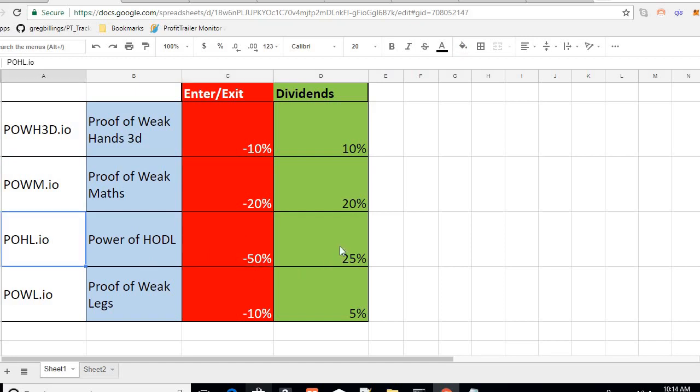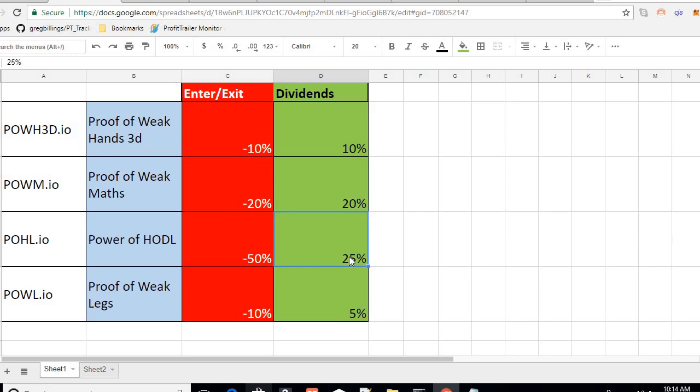But the dividends, the profit, you get 25% of every transaction. If somebody buys or sells, 25% of that transaction is distributed equally to everyone in the contract. So you get the dividends depending on how many tokens you have. The guy with the most tokens gets the most dividends. The guy with the least amount of money in the contract gets the least dividends.